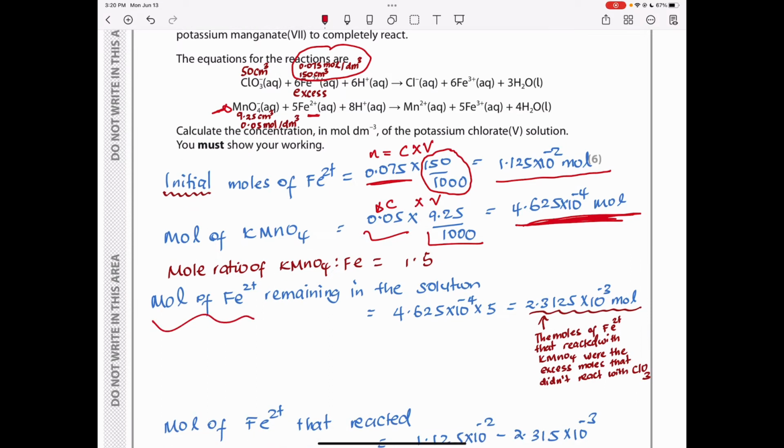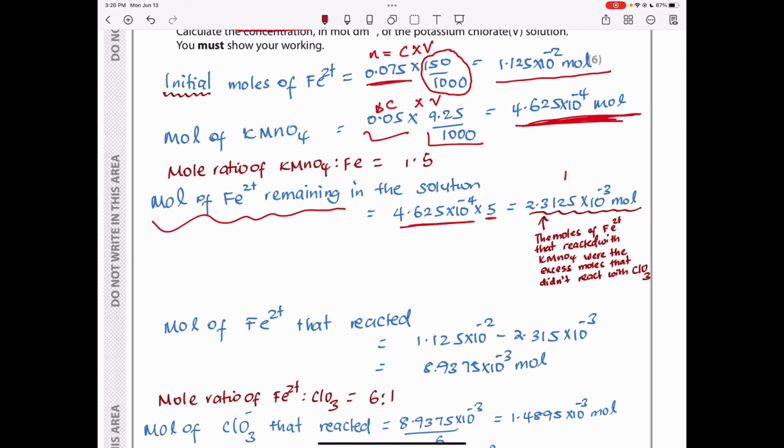So the moles of iron 2 left was 5 times the moles of the manganate that was provided. The key thing to see here is that the mole ratio is 1 to 5. So if you have the number of moles of this, to find the number of moles of that, just multiply them by 5. So it gives us this one here, which is that.